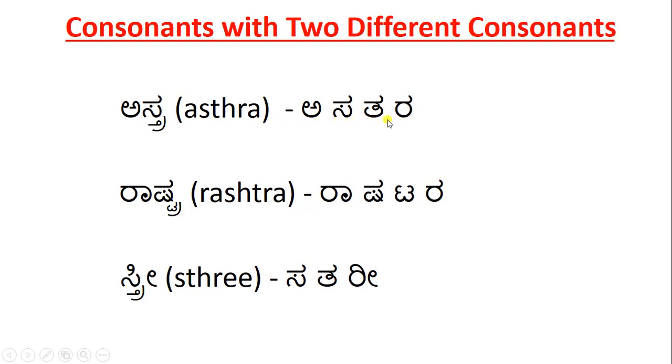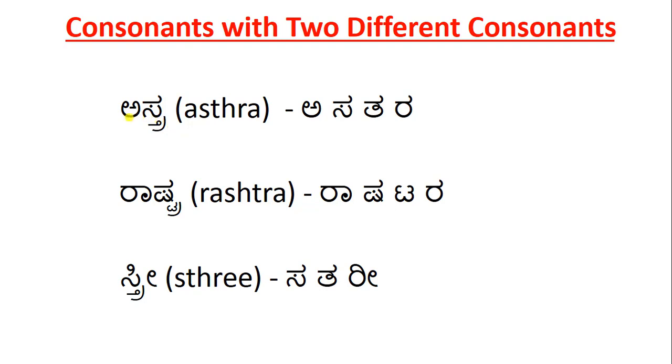Asatra. Now, a is pronounced as a itself. These three are pronounced as stra. This symbol is for r, and this symbol is for t. This s and this t is pronounced as the root consonant, and this is pronounced as the whole consonant.